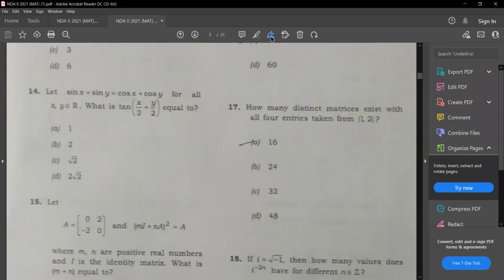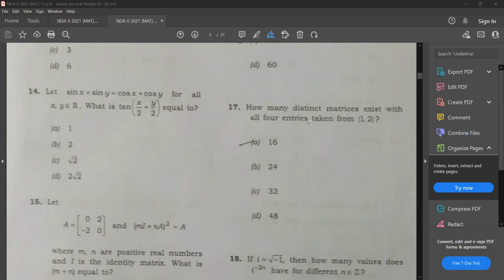Now, how many distinct matrices exist with all 4 entries taken from 1, 2? Okay, so how many possible? Here 48 matrices are possible.